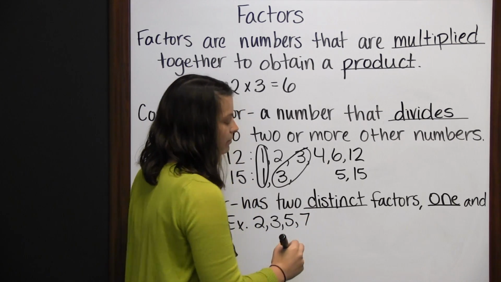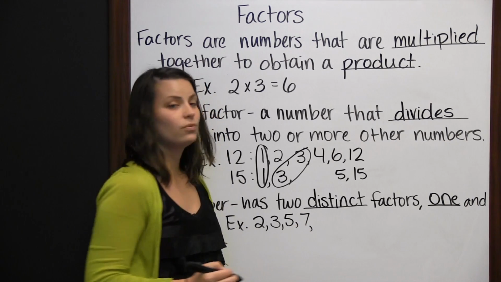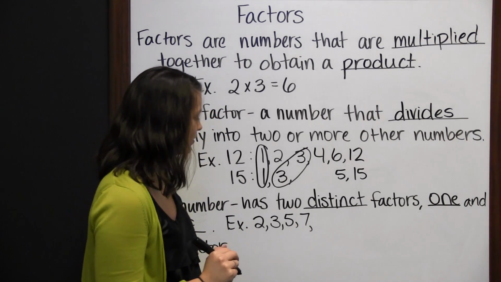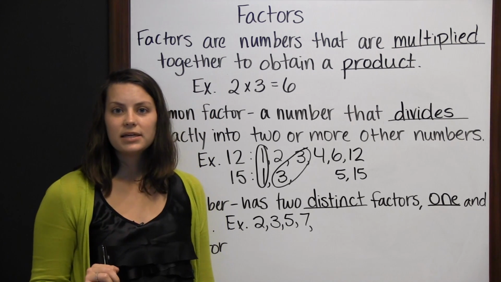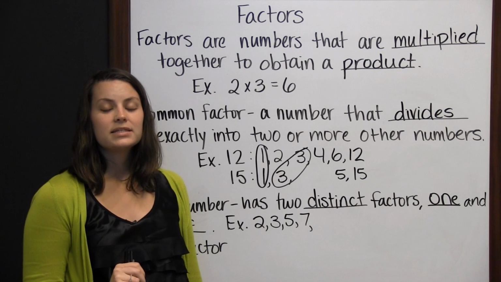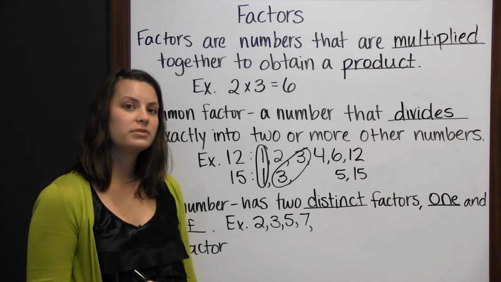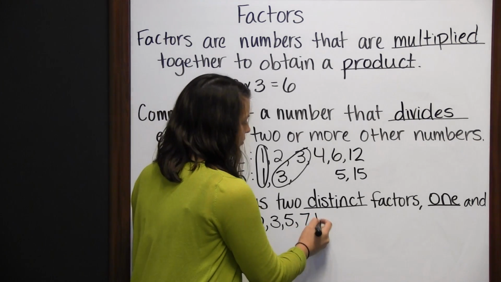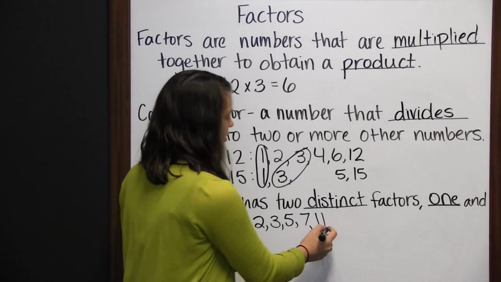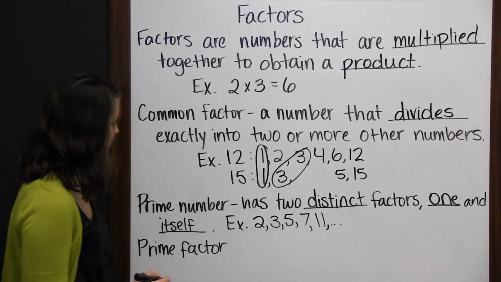7 would be prime, since its only factors are 1 and 7. 8 would be composite. 1 times 8 is 8, 2 times 4 is 8. 9 would also be composite. 1 times 9 is 9, 3 times 3 is 9. 10 would also be composite. 1 times 10 is 10, 2 times 5 is 10. 11 would be prime. 1 times 11 is 11, and so on and so forth. There are an infinite number of primes.